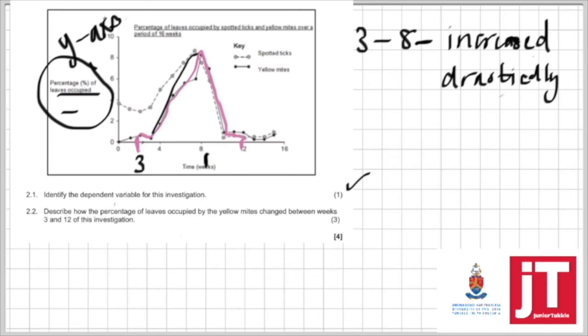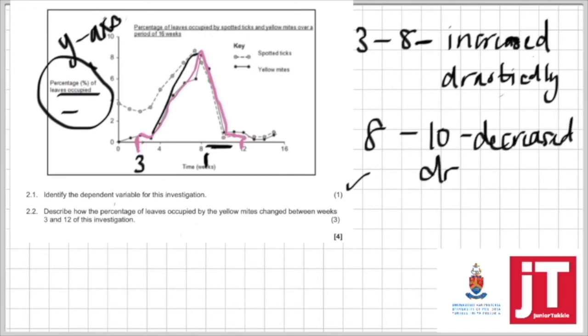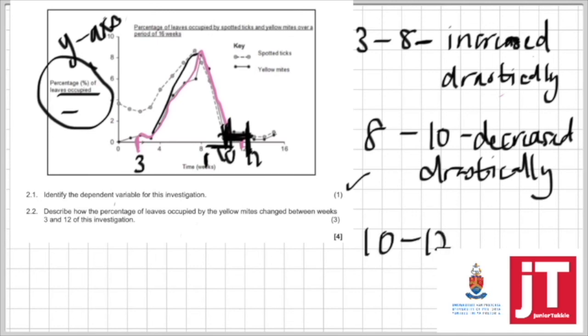Right. Then from week 8 to 10, as you can see here, the percentage of leaves occupied decreased. And I will describe the decrease. I will say drastically. And then from week 10 to 12, as you can see here, you can see the percentage of the leaves occupied was stable. So from week 10 to 12, it was stable or it was constant.